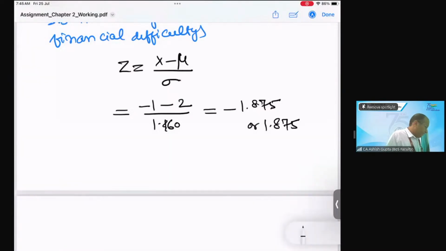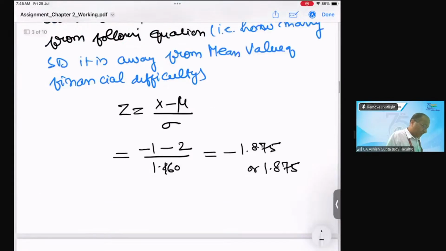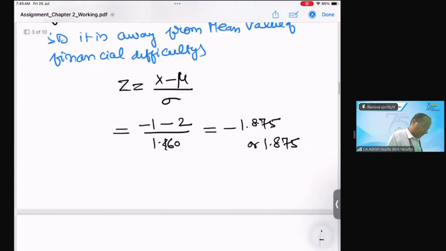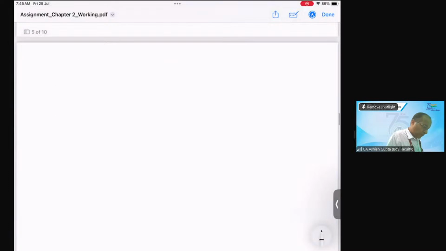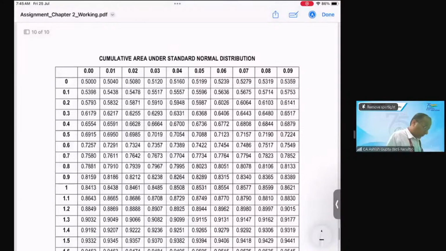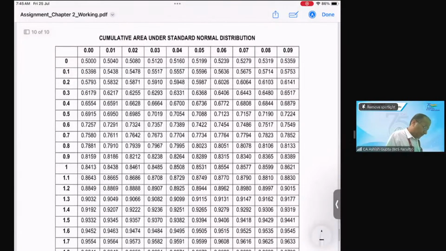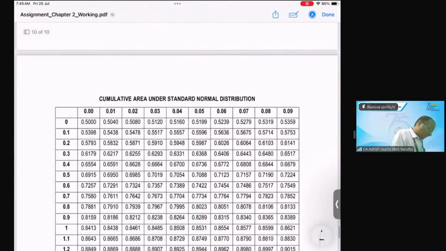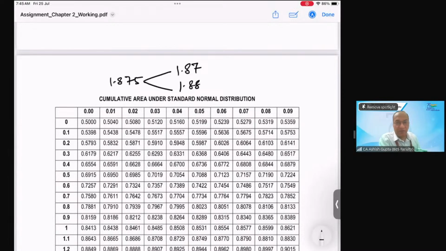We can use it as either minus or plus. Now see, when we look at the Z score table, first of all my value is 1.875. This value will lie somewhere between 1.87 and 1.88, because at most I can fetch values from this table only at this precision.